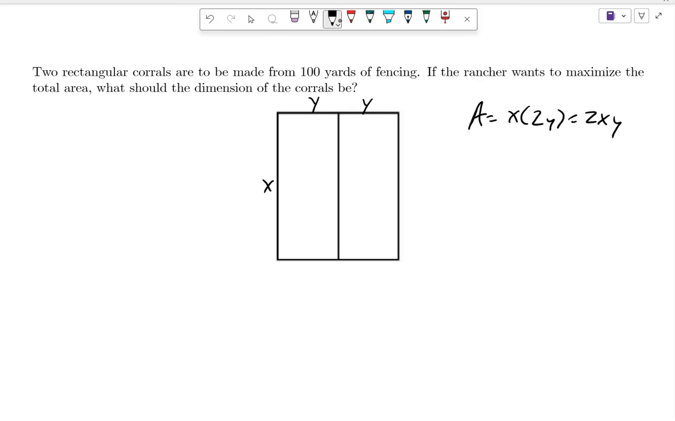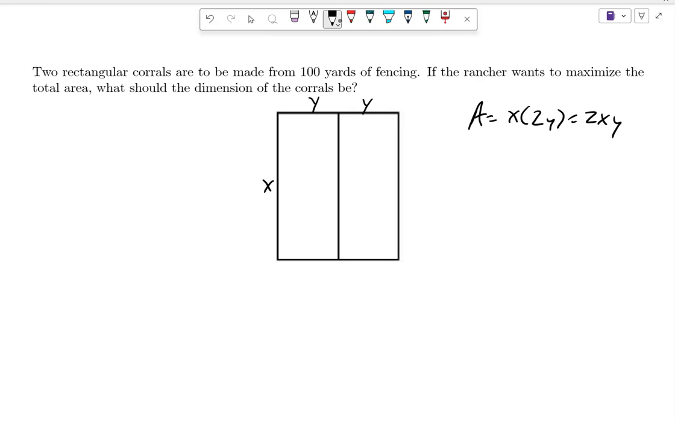I need to figure out something else in the problem that tells me how to get rid of one of the variables. We don't know how to deal with functions of two variables. We know how to deal with functions of one variable. So there has to be something else in the problem that tells us how to get one of the variables in terms of the other. In this case, we have 100 yards of fencing. How much fencing would you use to make those rectangles?